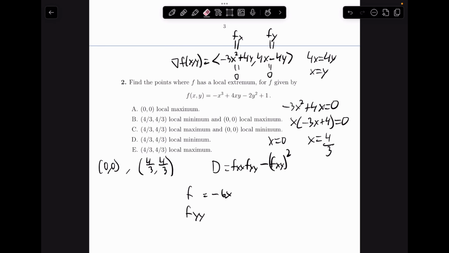Fyy, this actually looks, my handwriting is pretty bad, but there we go. That's actually really nice. I like that a lot.